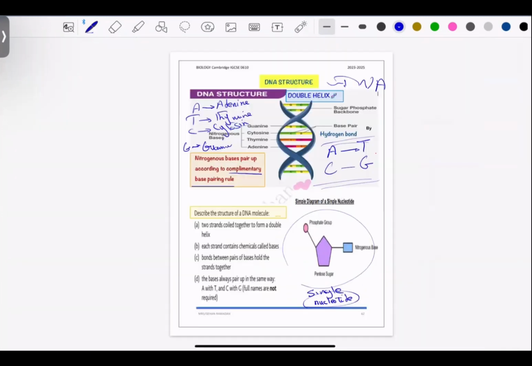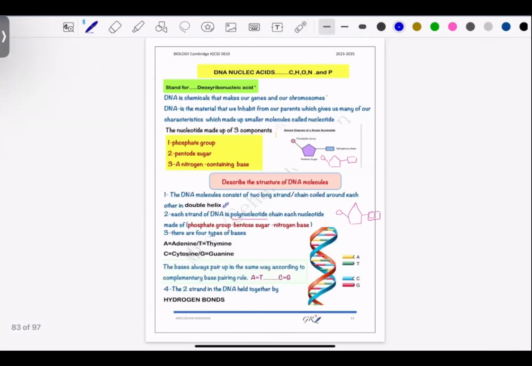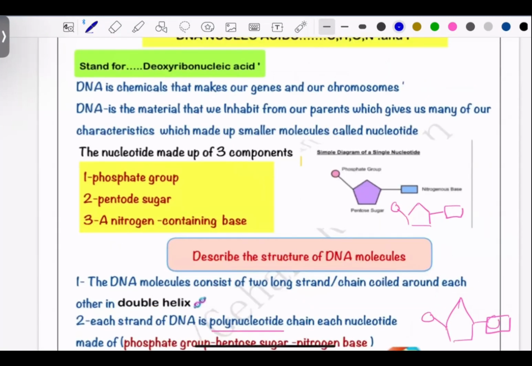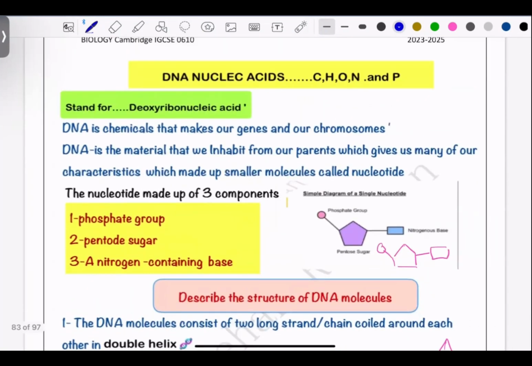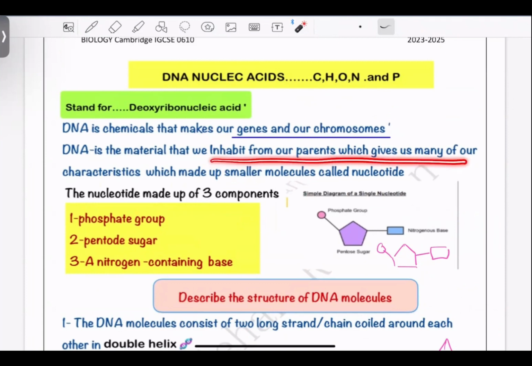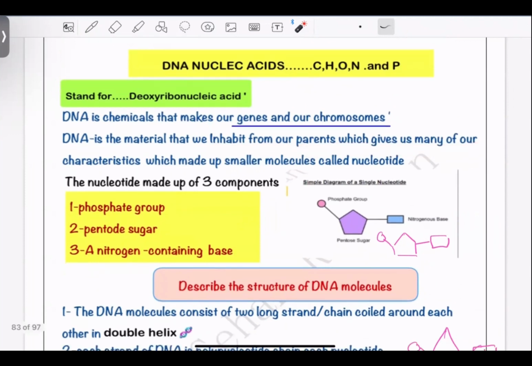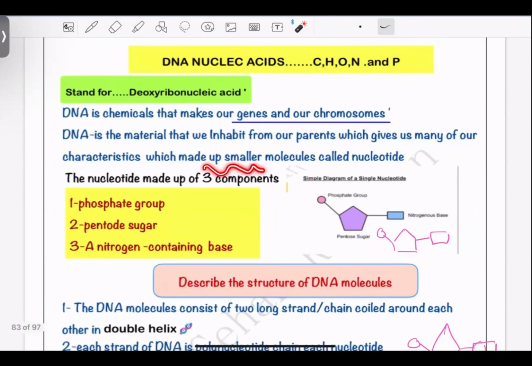Here is the explanation. You're going to study from this page, by the way. So here, what about the nucleic acid? What are the basic elements? Carbon, hydrogen, oxygen, nitrogen, and phosphorus. DNA is the chemical that makes our genes and our chromosomes. DNA is the material that we inherit from our parents to give us our characteristics. It is made up of a smaller unit. What is the name of the smaller unit? It is the nucleotide.